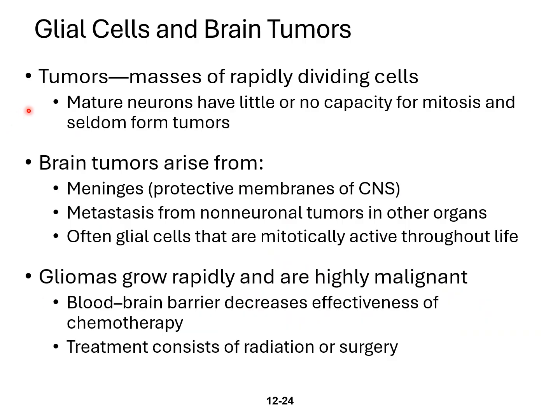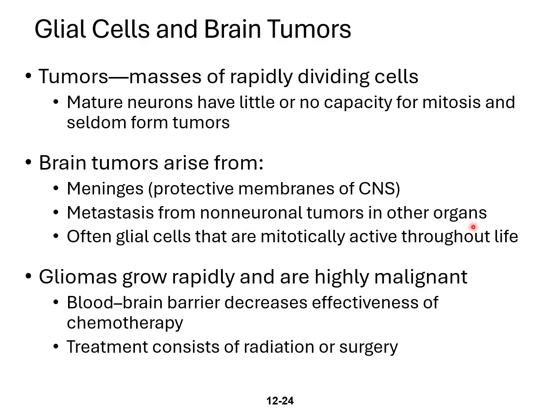So what happens if things go bad? Tumors are just masses of rapidly dividing cells. Mature neurons have little or no capacity for mitosis, so they very seldom form tumors. Brain tumors, which you might think are just growing neurons, actually come from the meninges, the protective membranes of the central nervous system that you learned about in the brain: the dura mater, the arachnoid mater, and the pia mater. And these metastasize from non-neuronal tumors in other organs. So they come from other places.